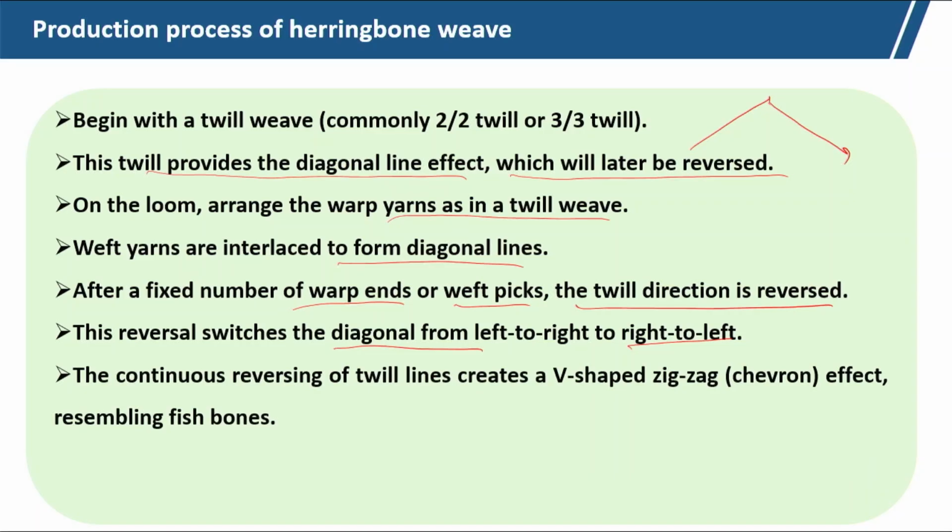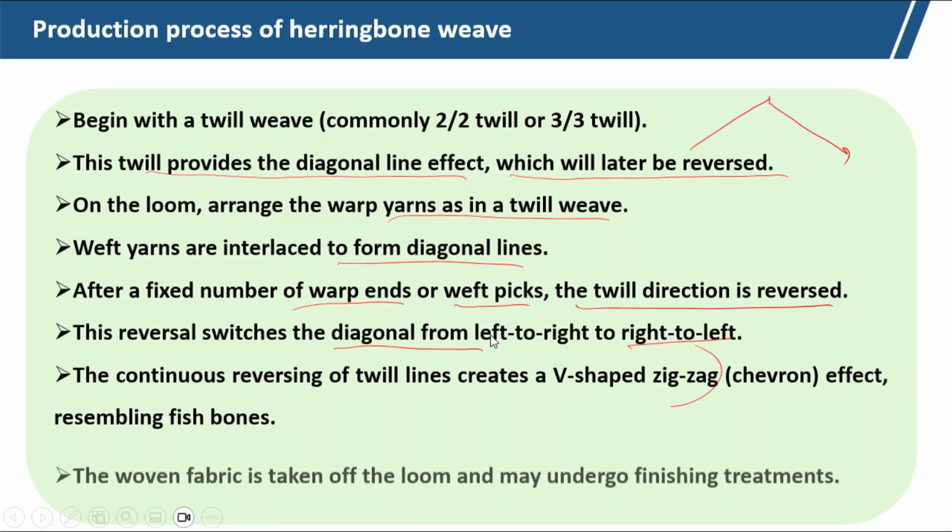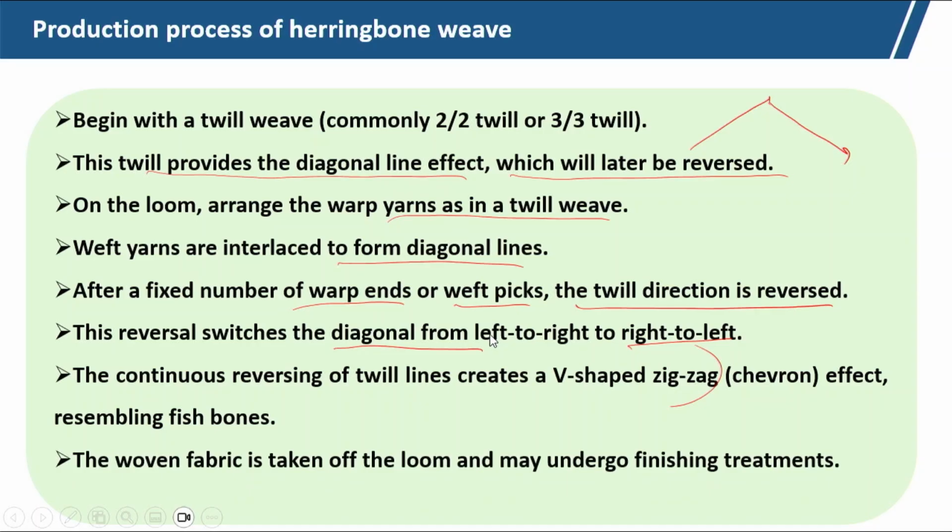Continuous reversing of this twill line characterized a V-shaped zigzag effect, resembling the fish bone. So, the woven fabric is taken off the loom and may undergo the finishing treatments. This is the overall process of production of herringbone weave.